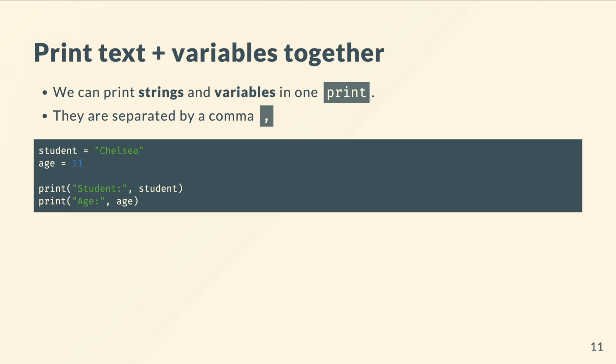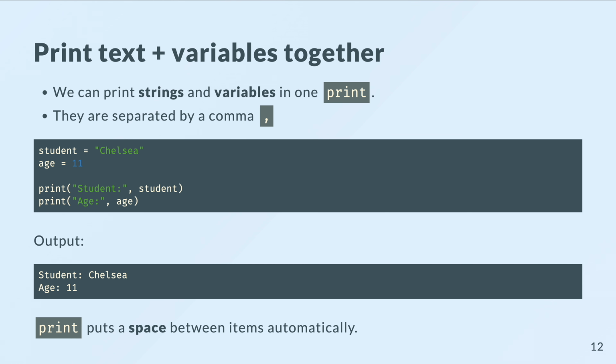We can print text and variables together. In one print, we can list multiple items. We separate the items using commas. Here we print student, then the student value. And we print age, then the age value. Here is the output. Student, Chelsea. Age, 11. Print automatically adds a space between the items.